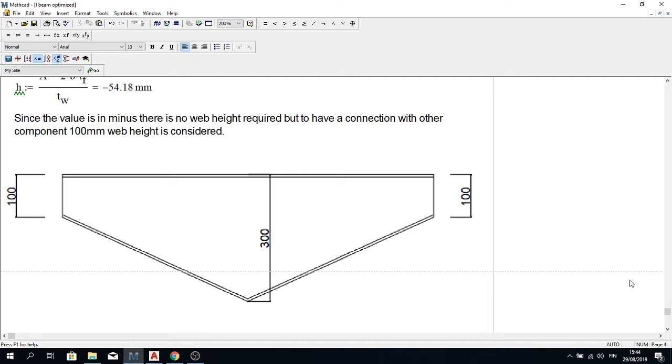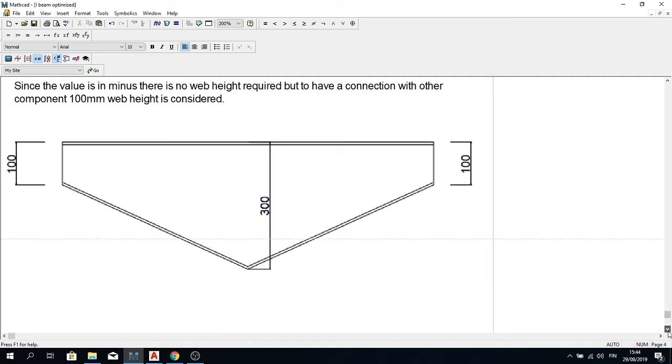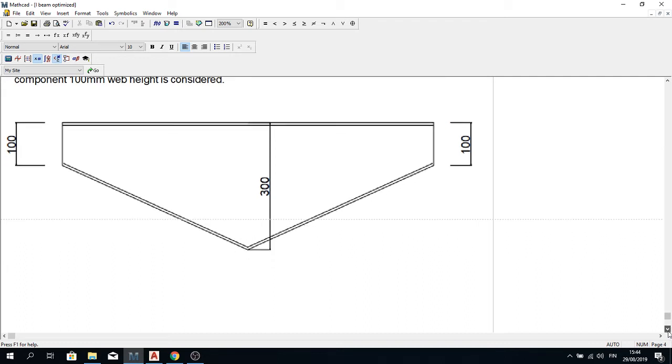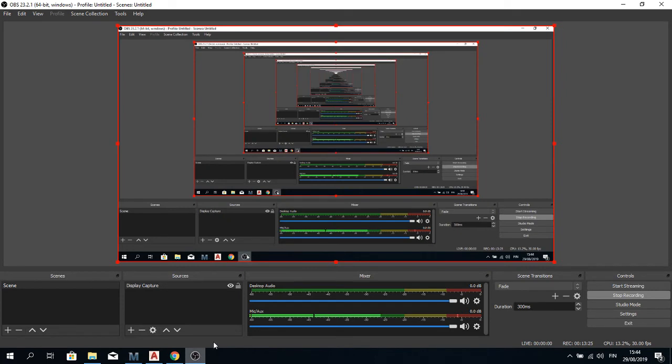Thank you very much, and I will be doing another video concerning the box beam, which should be similar to this one, but in that box beam I will be doing one real example which I have done at one of my works. So thank you very much, and hopefully you understand how the I-beams are optimized.